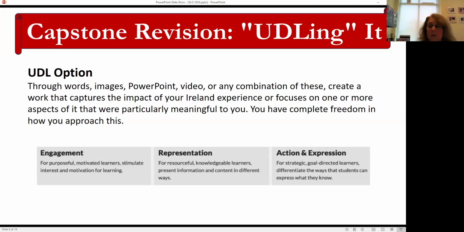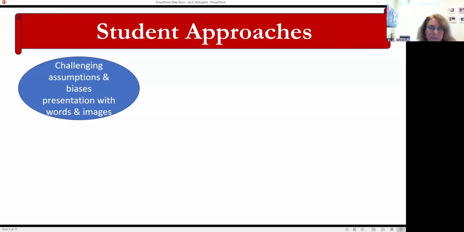One of the things that was really exciting for me during this residency course is I could see the depth and the power of these students' learning, but I knew the capstone assignment wouldn't capture it. So being able to do this revision and giving them the option to share their learning as they wish, I really got a lot more understanding of the impact of the course. And I think the students really gained a greater appreciation of their own learning by taking the opportunity to do this. So what were some of the approaches the students took?